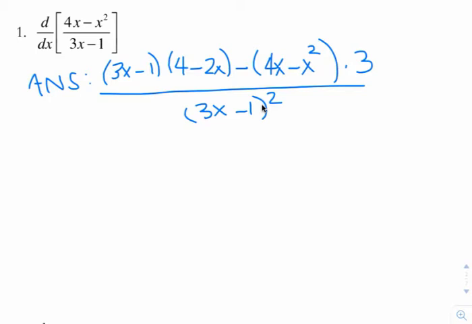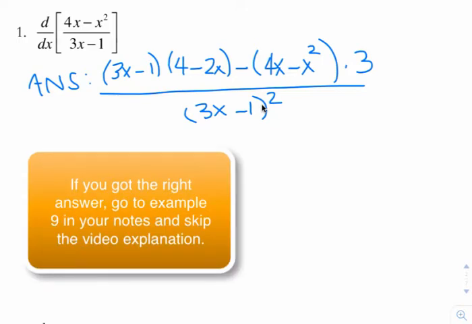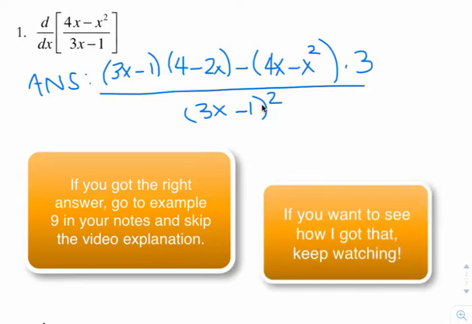So you should have gotten 3x minus 1 times 4 minus 2x minus 4x minus x squared times 3 all over 3x minus 1 quantity squared. If you got that, you can skip ahead and we'll do example 9. If you'd like to see how I got that, you can watch more of this video.